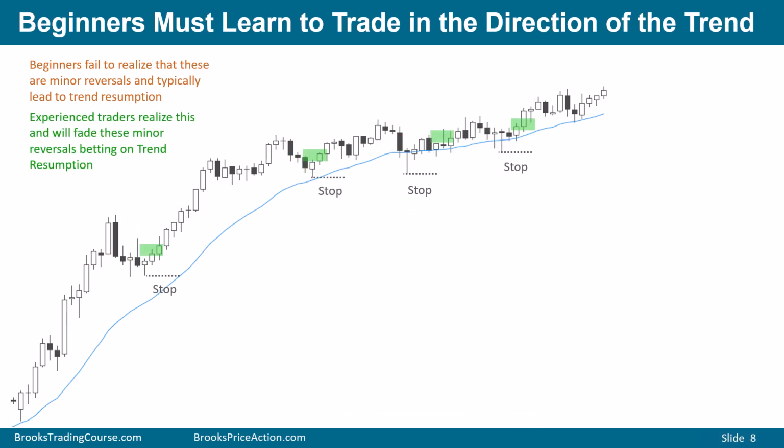Now beginners must learn to trade in the direction of the trend. The experienced trader is going to take the exact opposite side of that trade. What does the experienced trader do? Instead of selling below this bar, they wait for a second entry and they buy, knowing that the bears that went short are going to exit. The bulls here, they buy.